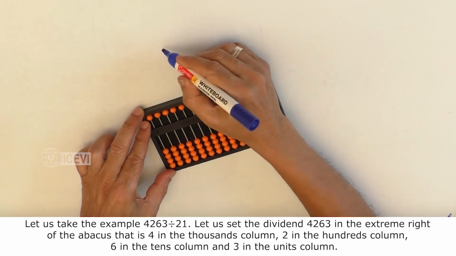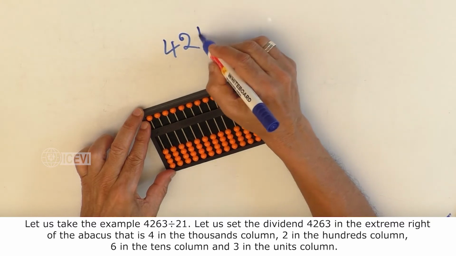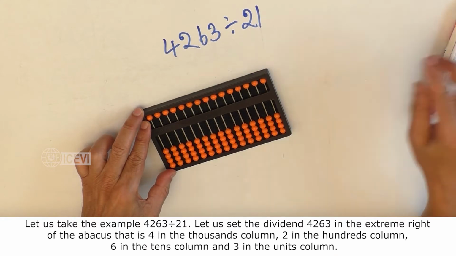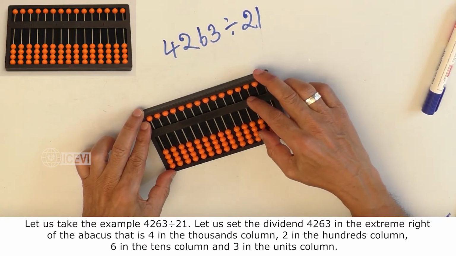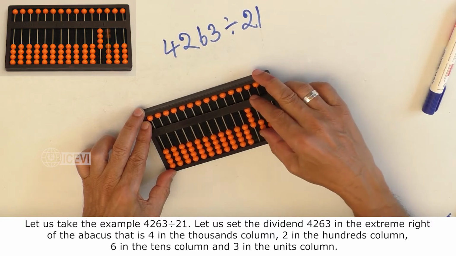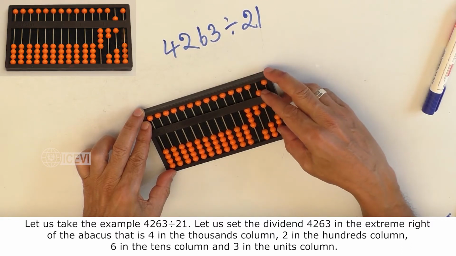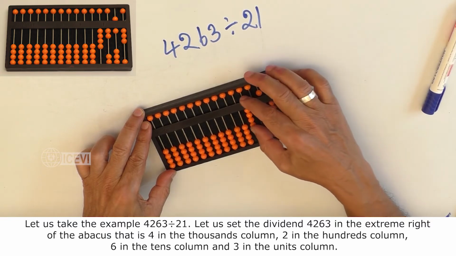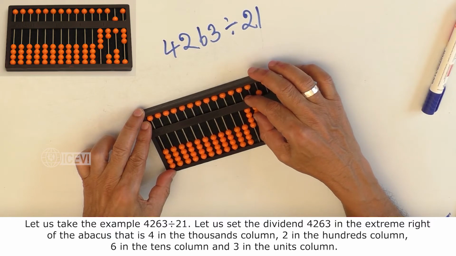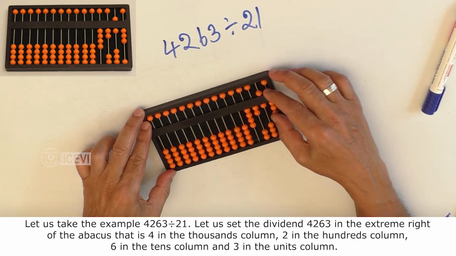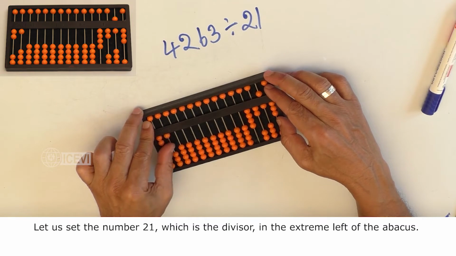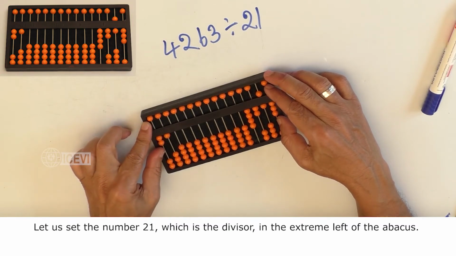Let us take the example 4263 divided by 21. Let us set the dividend 4263 in the extreme right of the abacus. That is 4 in the thousands column, 2 in the hundreds column, 6 in the tens column and 3 in the units column. Let us set the number 21, which is the divisor, in the extreme left of the abacus.